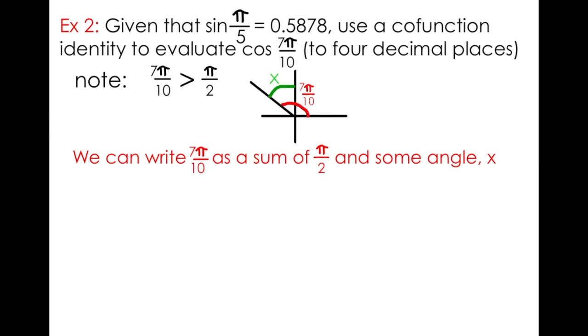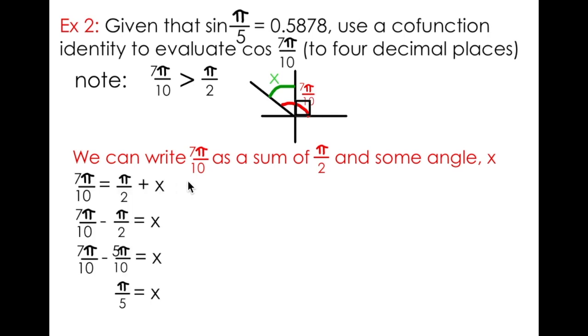Remember, with these cofunction identities, we want to think about our given angles as a sum of pi over 2 and some other angle, or a difference of pi over 2 and some other angle. In this case, if I take pi over 2, or 90 degrees, and add some angle, I should get 7 pi over 10. I can represent that algebraically like this. 7 pi over 10 is equal to pi over 2 plus some angle. Solving for x using a little bit of algebra and common denominator work, I've determined that angle x is again pi over 5. Just like the last example, I want to find a cofunction identity that involves the sum of pi over 2 and x.